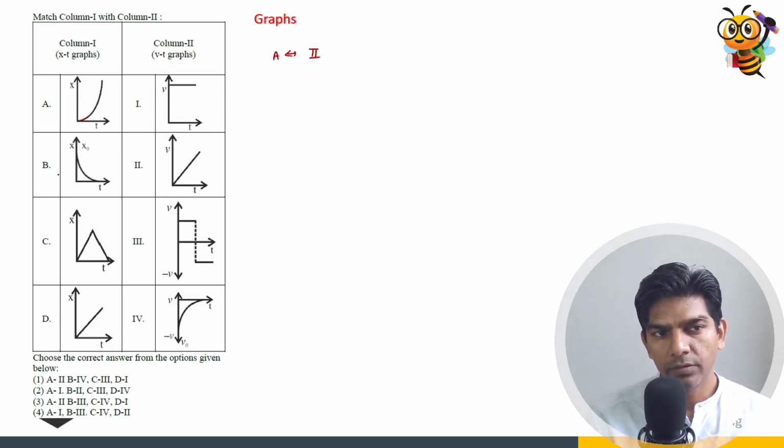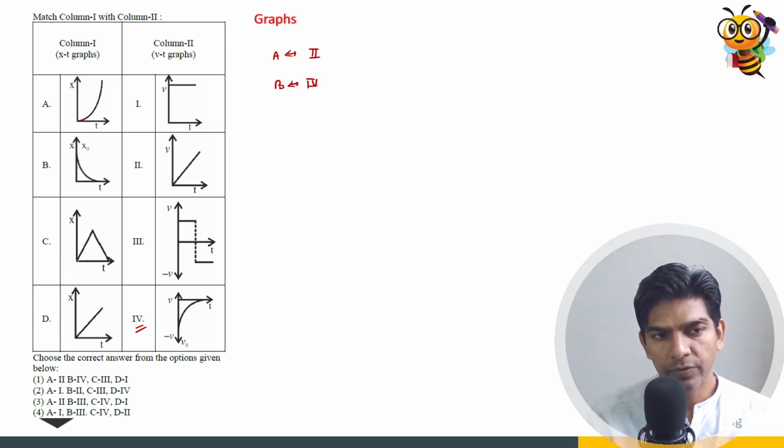If you look at the B, x is decreasing, right? So x is decreasing, so we can say speed is also decreasing because the slope is decreasing, right? The steepness of the slope is decreasing. So if you look at option 4, that correctly represents this. So B corresponds to 4.